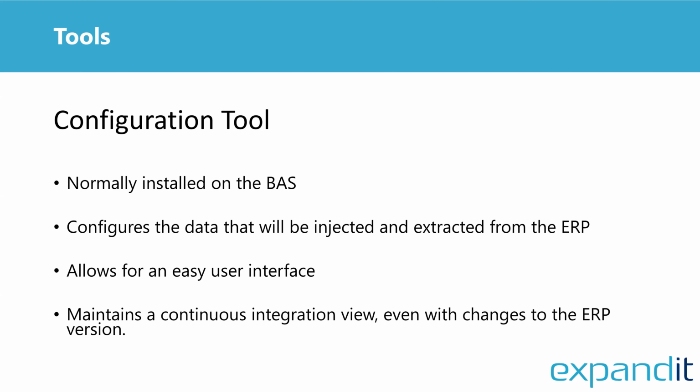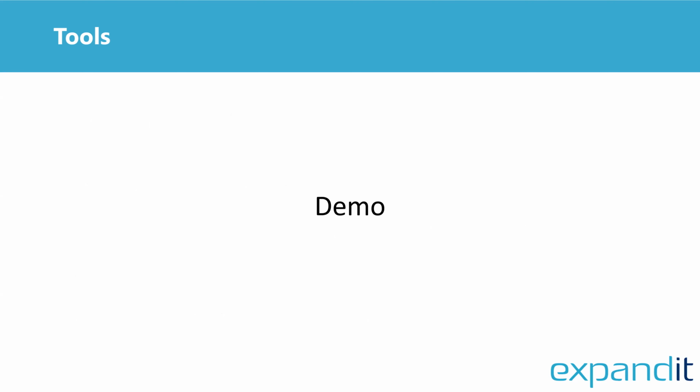But the premise is partners may work on different customers and need to make different adjustments. But the ability to have one tool that has that continuous integration view, no matter what that backend is, and it handling whether it needs to use the broker or the SQL injector and extractor tools, that's really the key to the configuration tool. So we're going to take a look at the configuration tool here for a few minutes. And so I'm going to pull that up locally.